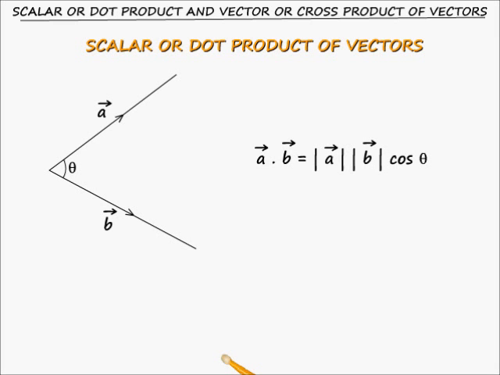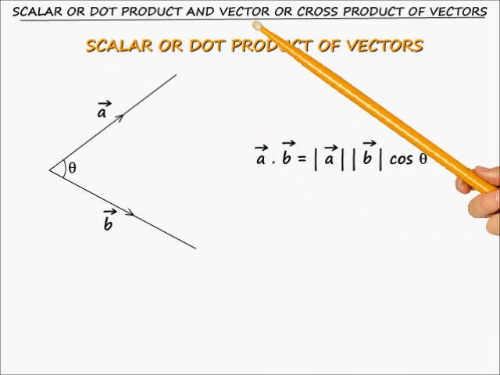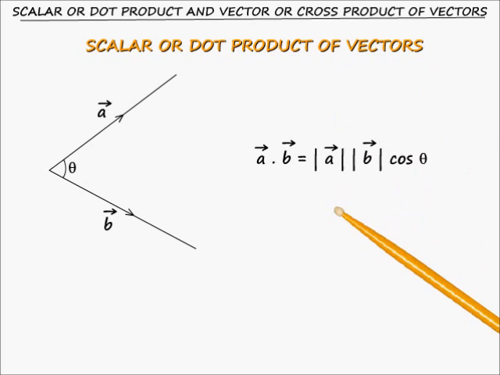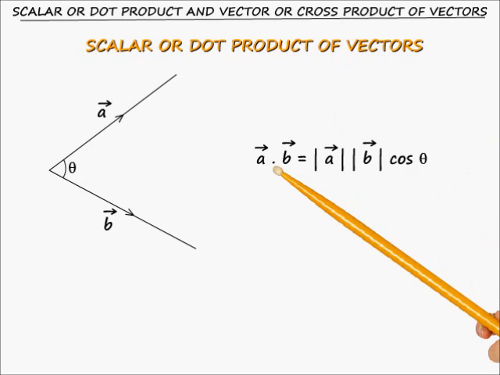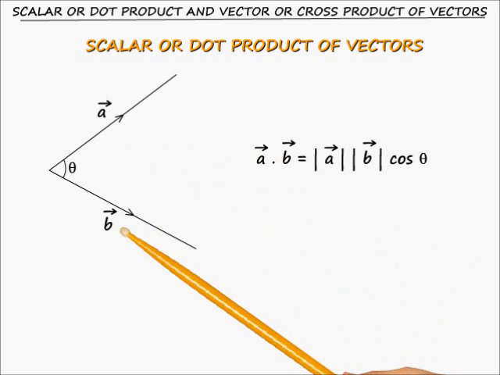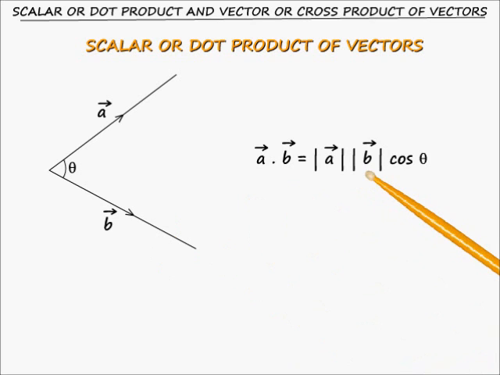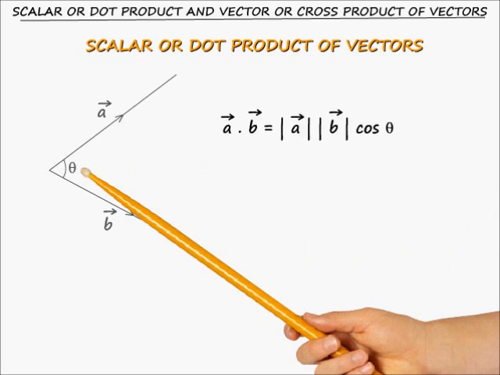There are basically two types of vector multiplication. One is called scalar product or dot product, and another is called vector product or cross product. In scalar or dot product, we write a dot in between the two vectors that are multiplied. The result is a scalar, which has quantity but no direction. For example, the dot product of a vector A and vector B is equal to the product of their magnitudes multiplied by the cosine of the angle between them, which is theta in this case.